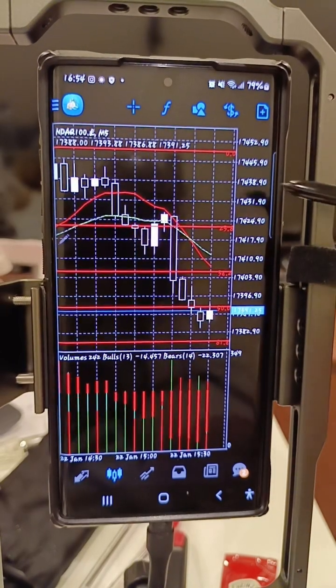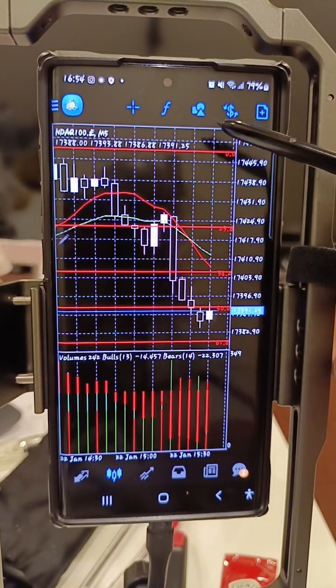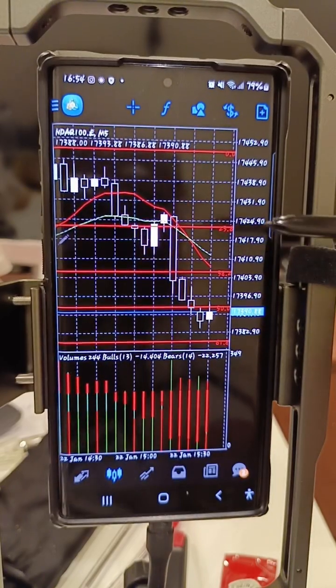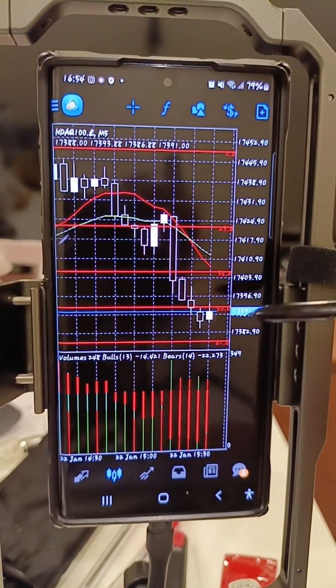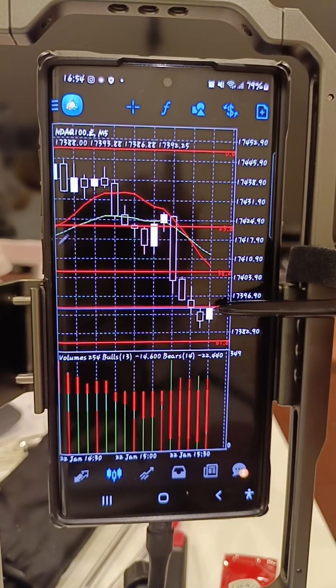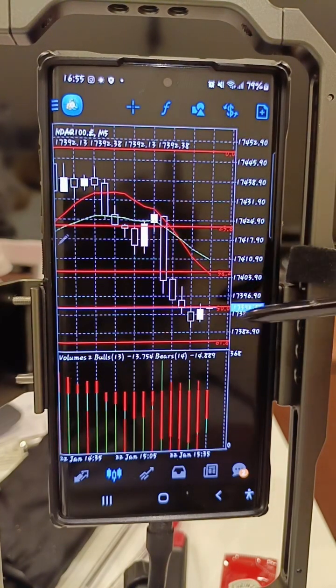NASDAQ and gold. So I'm looking, 6 minutes to go for the next 15 minutes candle to open. Will Nasdaq treat this as a resistance?